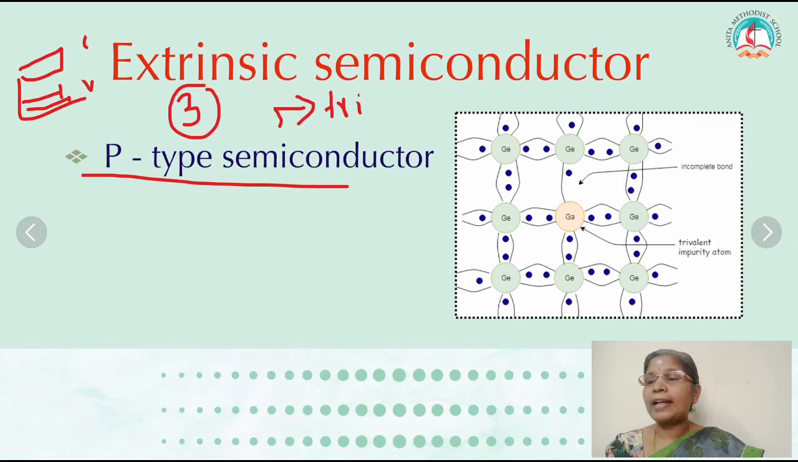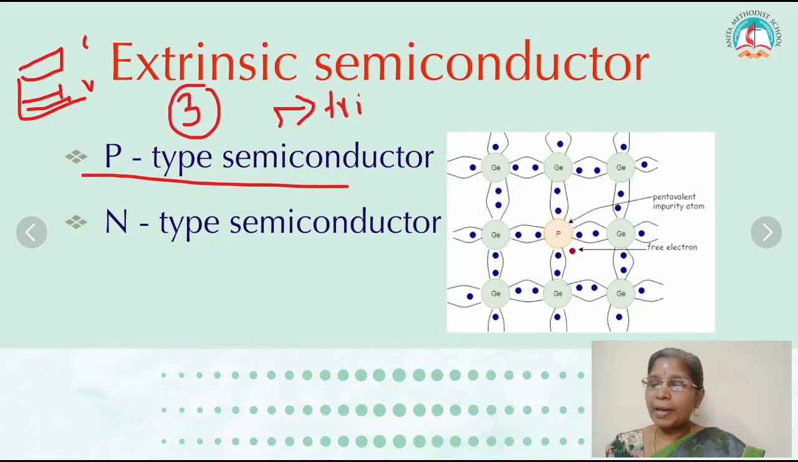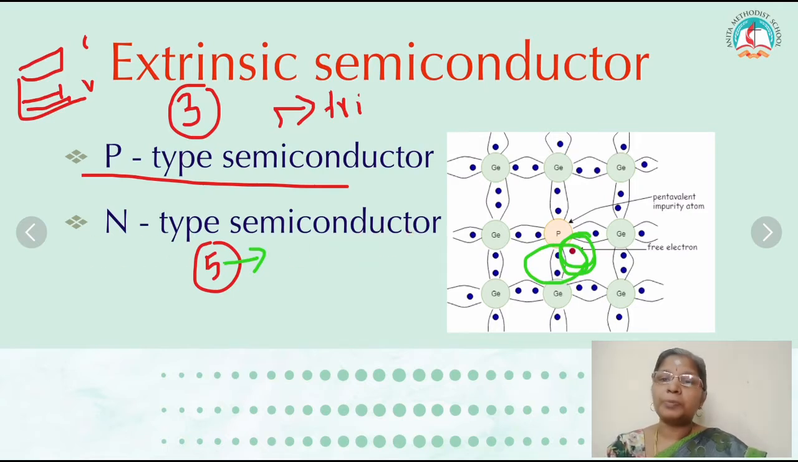The next one is N-type semiconductor. What is meant by N-type semiconductor? You are adding a pentavalent element. When you are adding pentavalent phosphorus like this, it forms a covalent bond with the germanium or silicon atom. So one more electron remains. That is a free electron. This free electron is donated to the neighboring atom. So this N-type impurity is called donor.